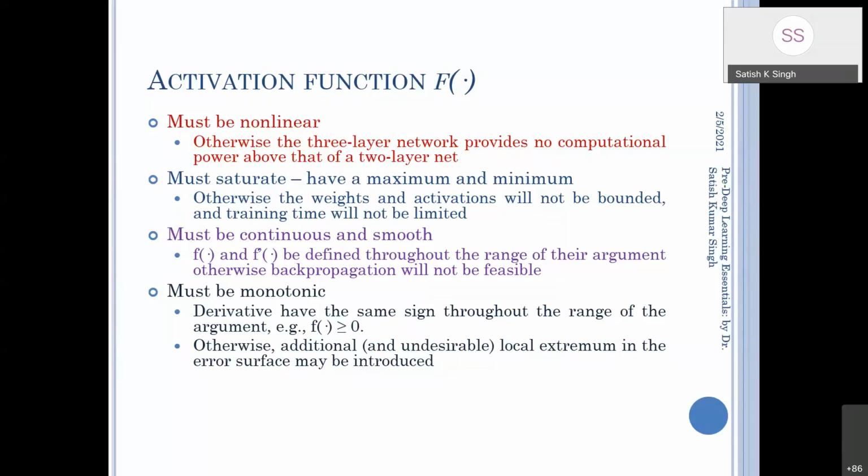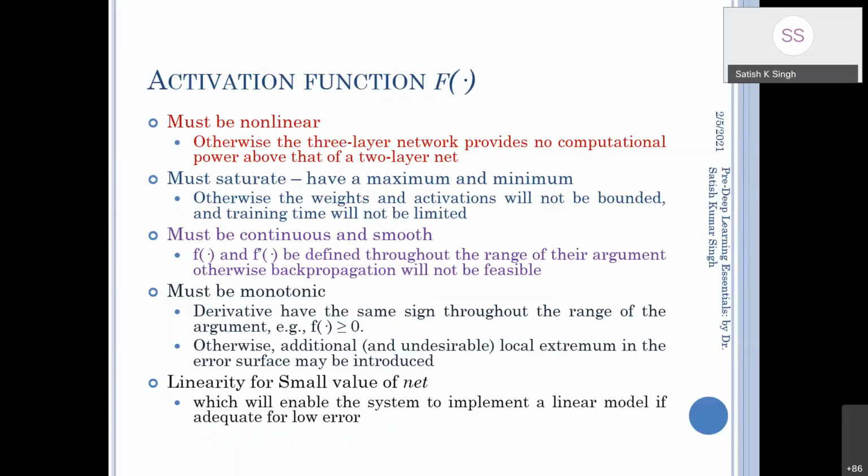At the same time, one clue can be drawn from the data distribution as well. Linearity for a small value of net means which will enable the system to implement a linear model if adequate for low error. It means the system should automatically convert from non-linear to linear for low values of the error. Got it? Initially it is non-linear, it will keep on learning. When error is minimum, this is as good as a linear classifier. It is completely trained.